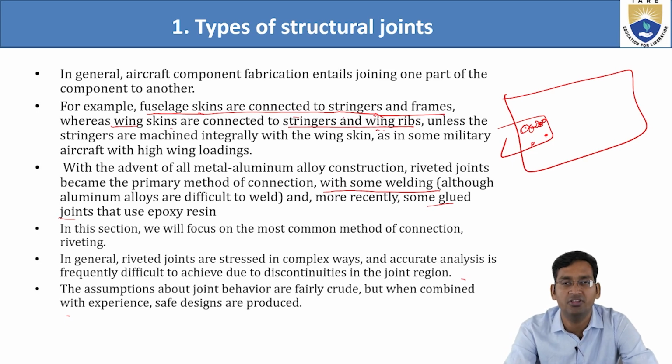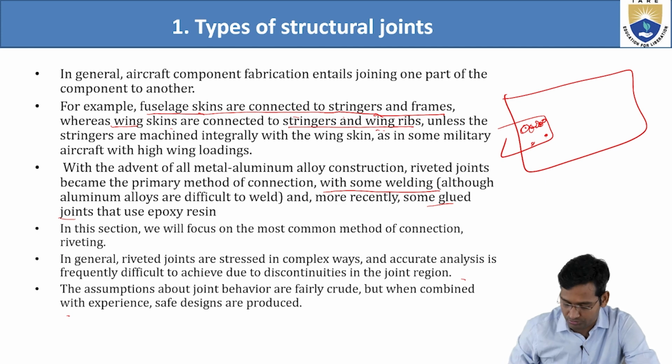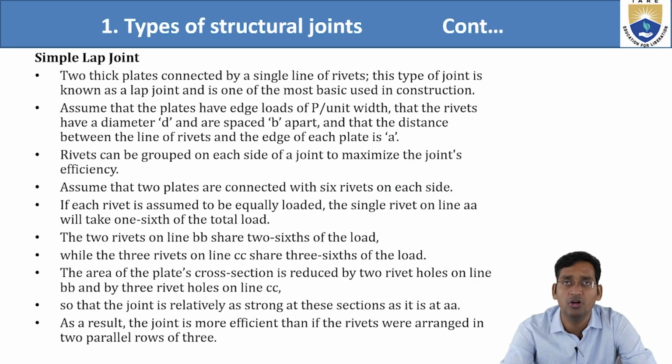That safe design must be produced. Now, types of structural joint. The first one is the simple lap joint.